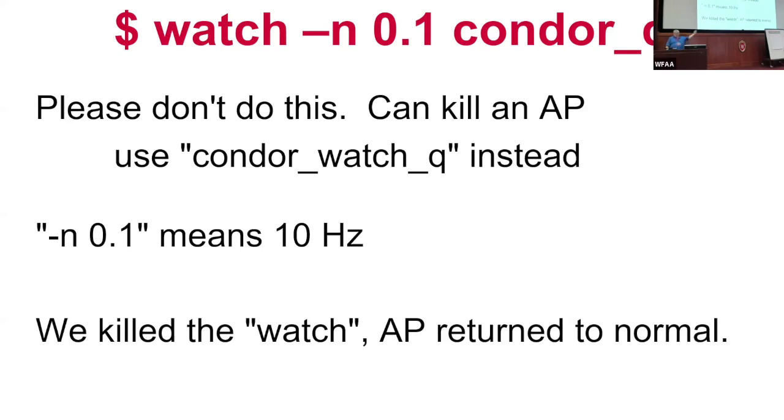You want to know what the -n .1 does? Yeah, that's right. So this runs condor_q 10 times a second, or as we call it, the schedd killer. So we killed the watch program. We thought about going after a user, and the AP returned to normal, and the DC-DC dropped to a reasonable thing right away. And again, this is because we could run that exec snoop, and it showed exactly what was going on.